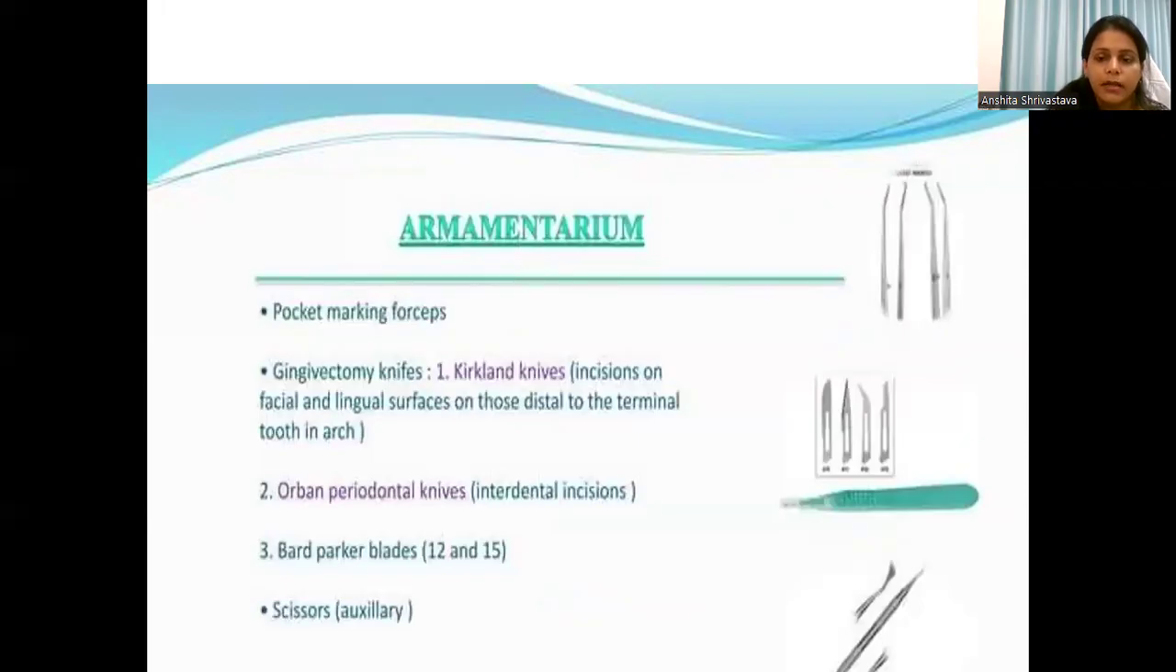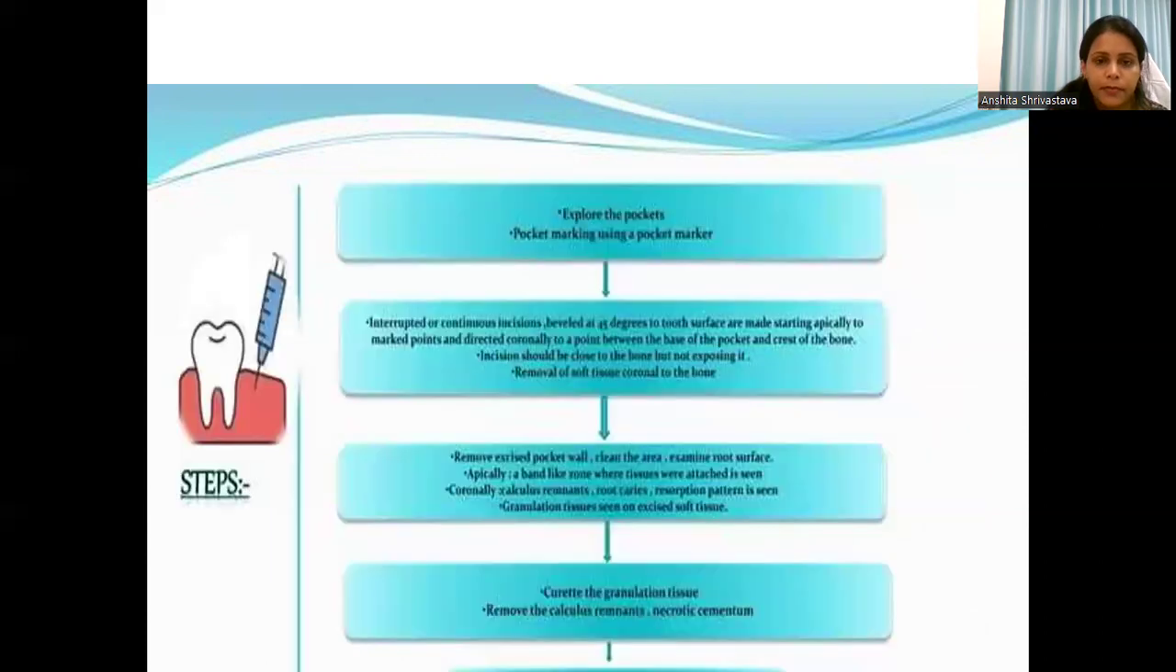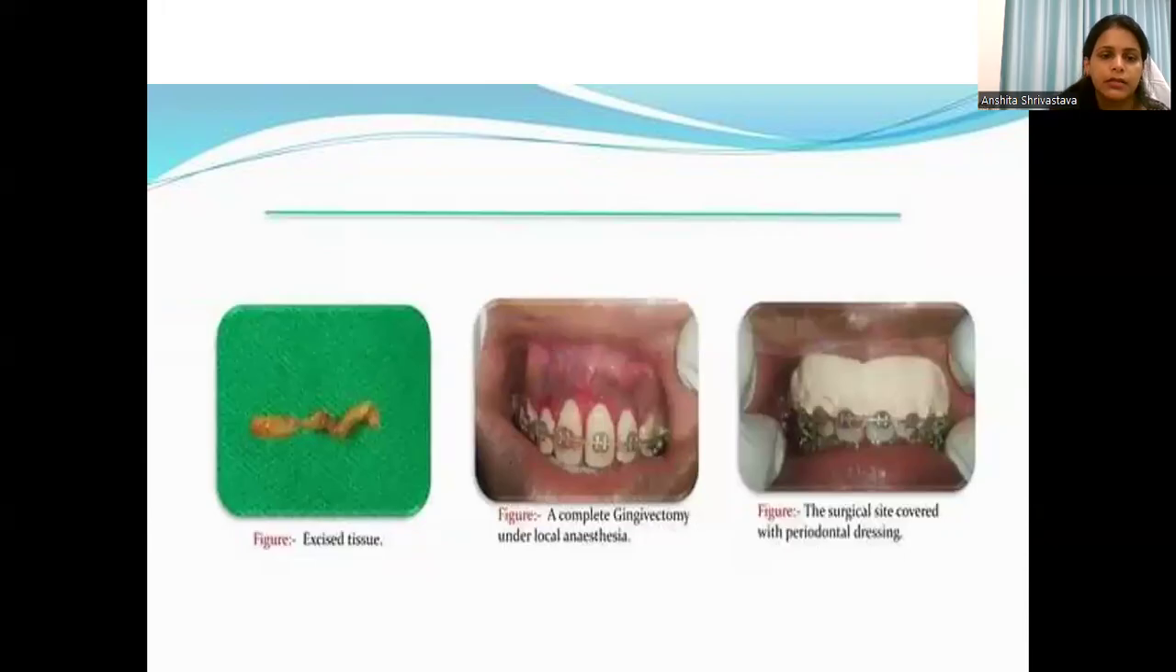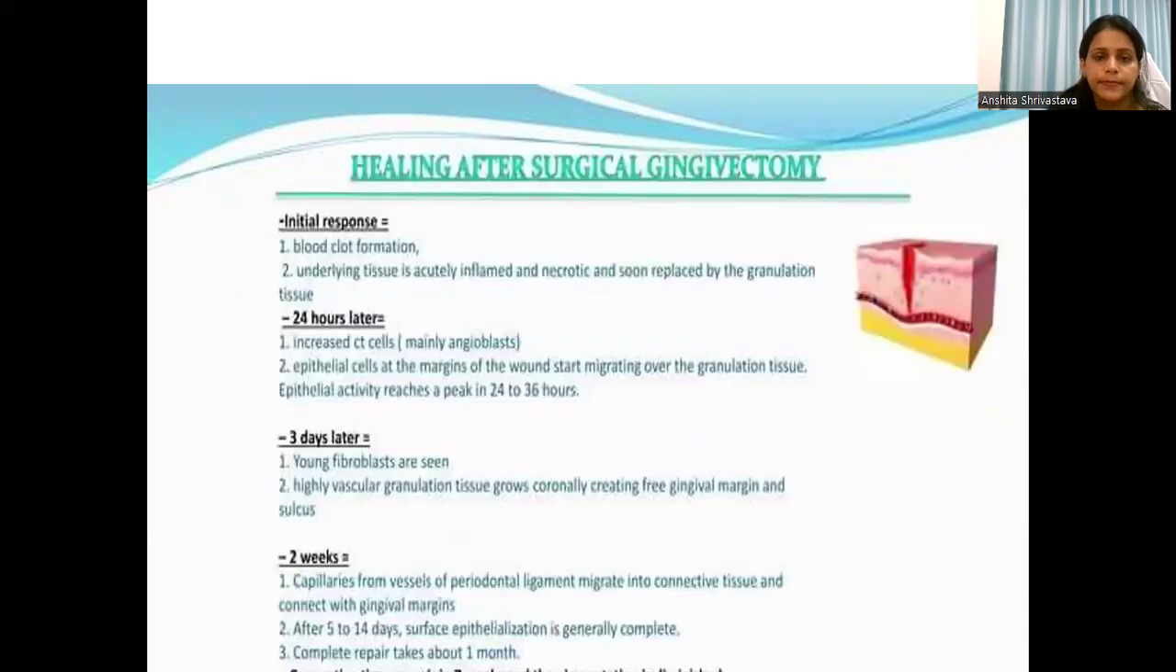So these are the armamentarium required in gingivectomy: pocket marking forceps, gingivectomy knives, Orban periodontal knives, Bard-Parker blades 12 and 15. These are the steps given in the gingivectomy. First of all, marking the depth of the suprabony pocket, then the bleeding points after marking, and then an external bevel incision is given. And this is the excised tissue you can see here in the picture. A complete gingivectomy is done under local anesthesia. The surgical site is covered with a periodontal dressing.